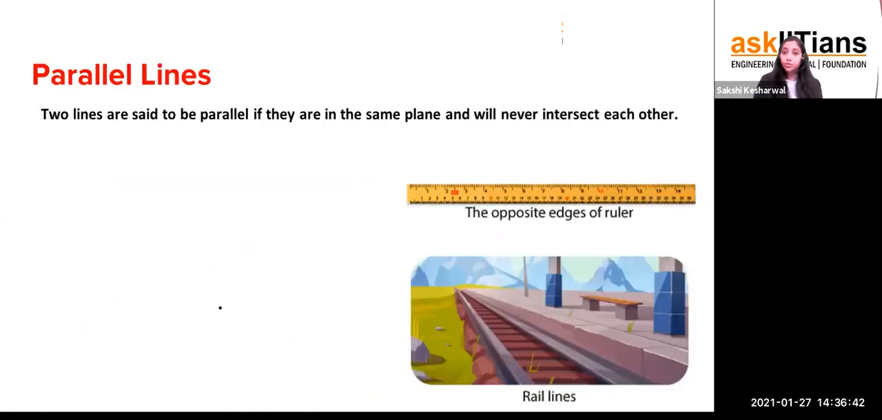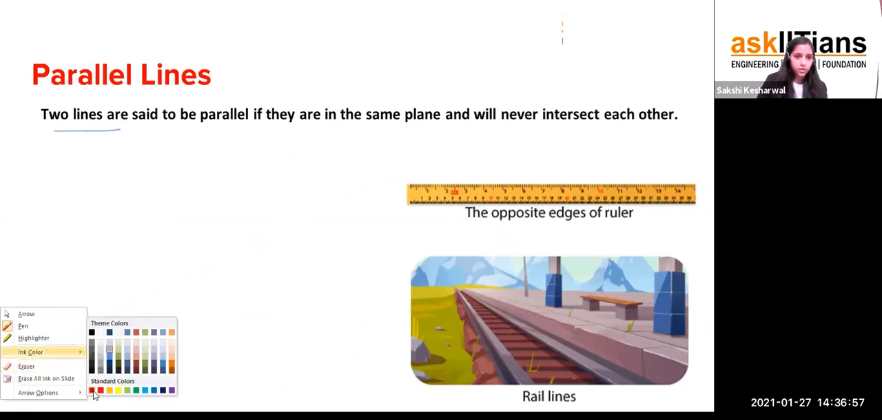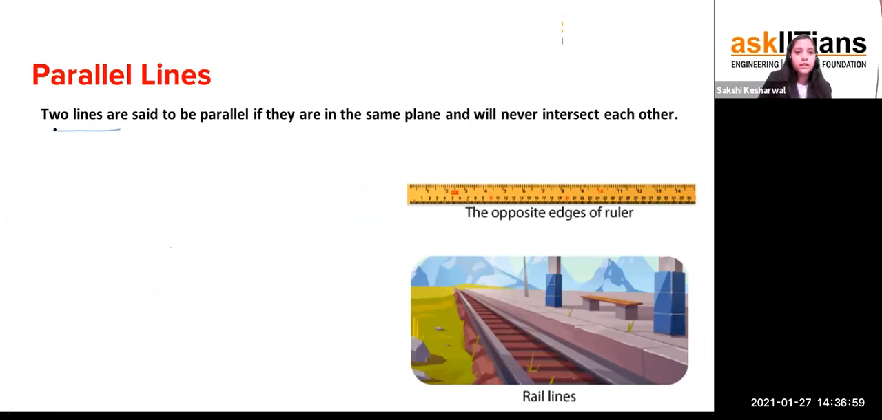Okay, now coming to parallel lines. Parallel lines are those which never and ever intersect. You see this in your day-to-day life a lot of times, right? Let me change my color, it's too light. I'll take red. You say that two lines are said to be parallel if they are in the same plane and they will never intersect. Now you will say, ma'am, what is a plane?